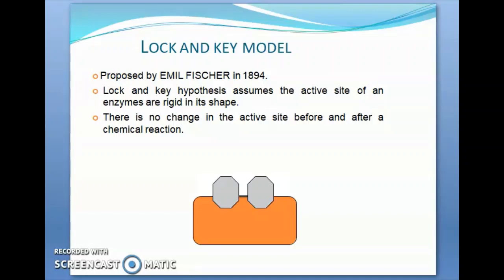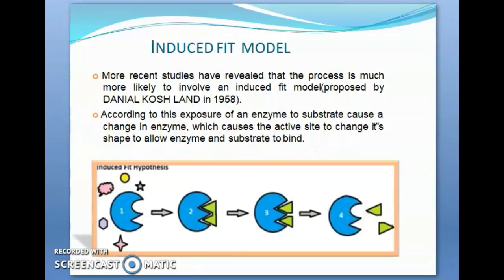Lock and key model proposed by Emil Fischer in 1894. The lock and key hypothesis assumes that the active site of an enzyme is rigid in its shape. There is no change in the active site before and after a chemical reaction. Now see the induced fit model.